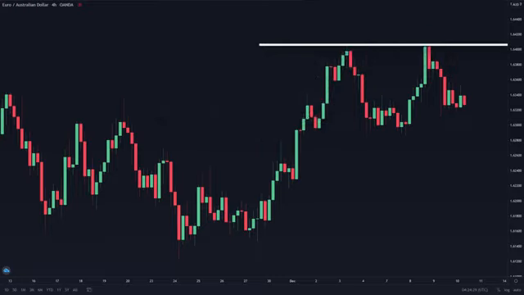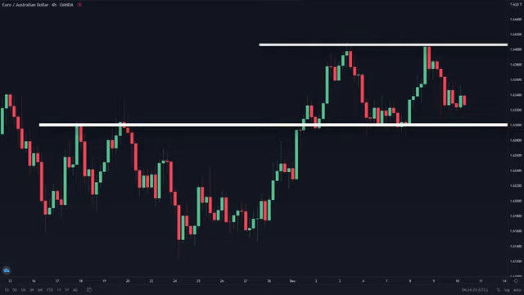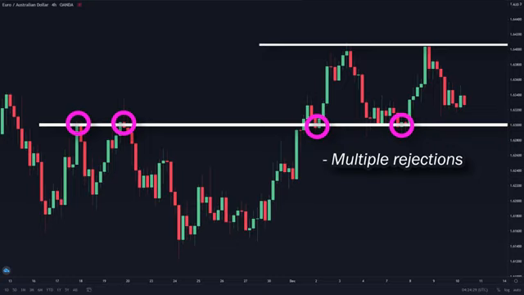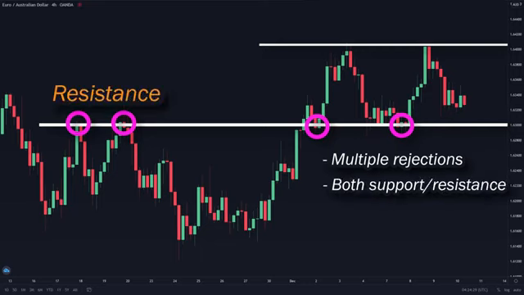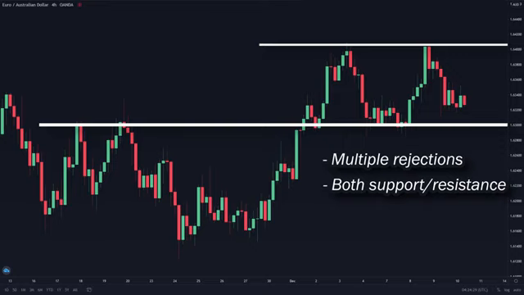Now, as we look to the middle, we also spotted another level down here. So let's see which criteria this level has. First, we can see multiple price rejections at this point. Next, this level can be both support and resistance at the same time, like we saw here. It acts as a resistance at this point while also being a support here. Next, this level is closest to the current price, meaning that the levels were formed recently.